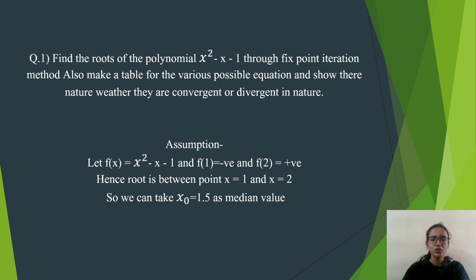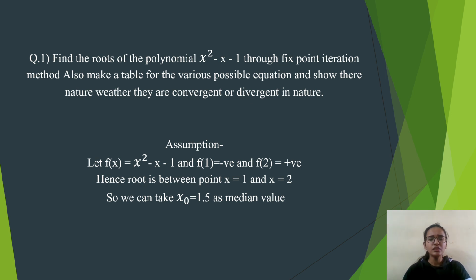find the roots of the polynomial x square minus x minus 1 through fixed point iteration method. Also make a table for various possible equations shown and show nature whether they are convergent or divergent in nature.